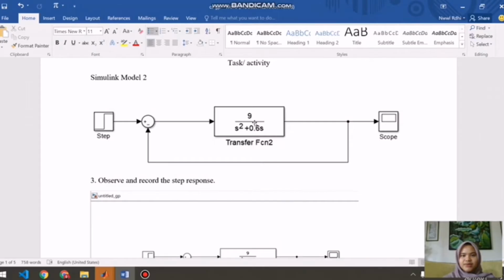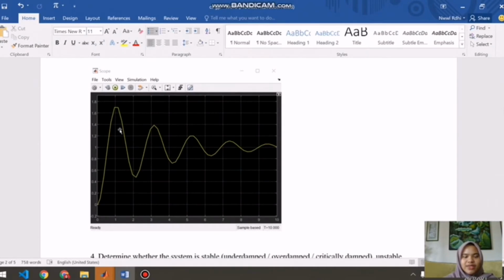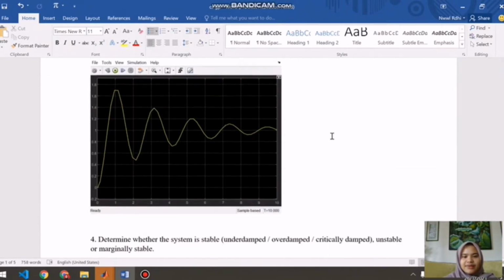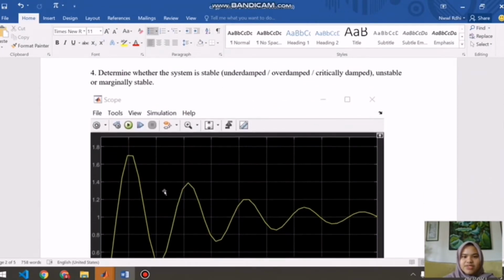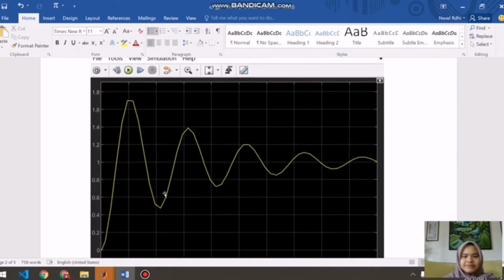So let's start with the task or the activity. I do the second transfer function, which is the 9 over s squared plus 0.6s transfer function. And this is the Simulink model which I developed in Simulink MATLAB. And this is the step response that I got after clicking the scope. And based on question number 4, I believe our step response is a stable underdamped system.